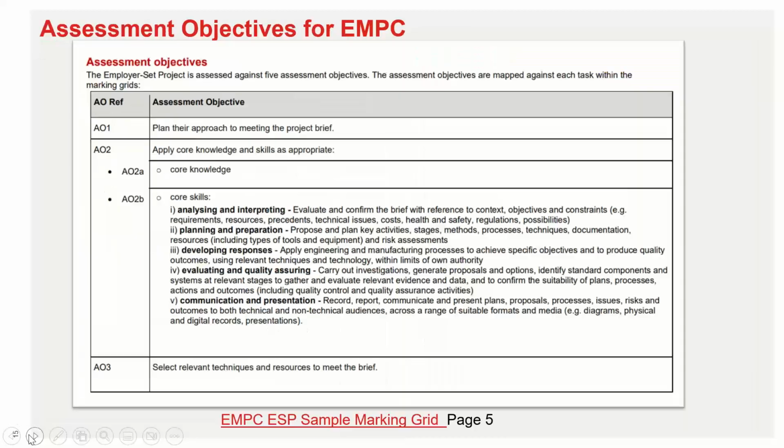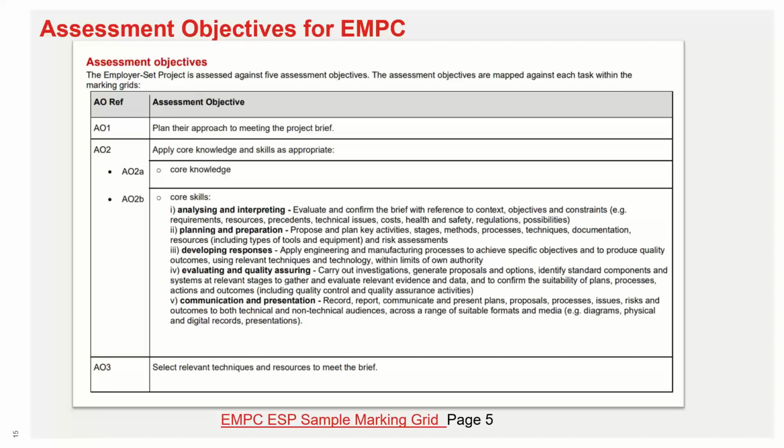Moving on to that, if you can just picture in your mind where you were, this is now assessment objectives AO1, AO2 and AO3 before I move on to the final ones. So this has broken this down even further. Straight away you can see AO1, taking that explanation from the previous slide. What is AO1 all about? Well, it's about planning their approach to meeting the project brief.